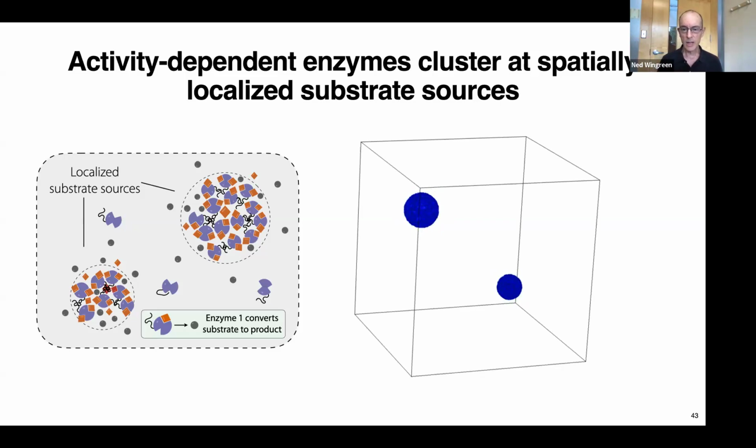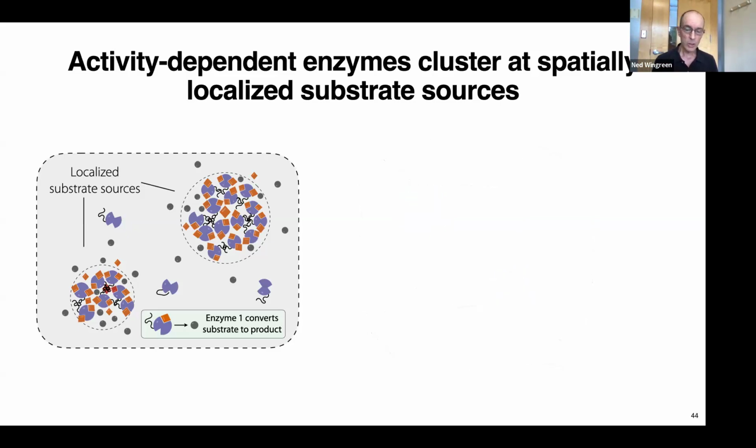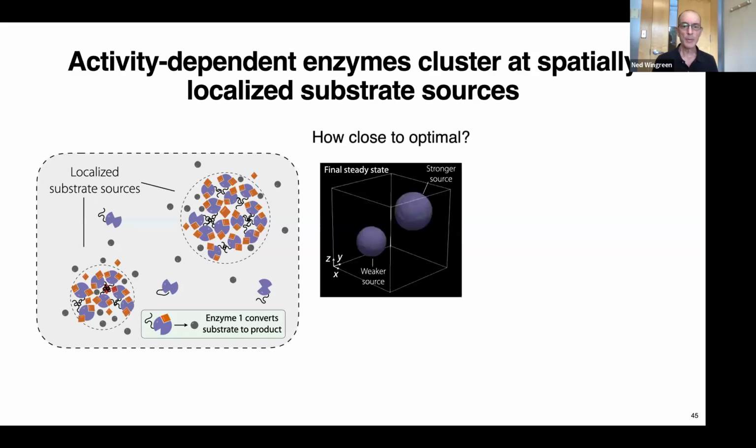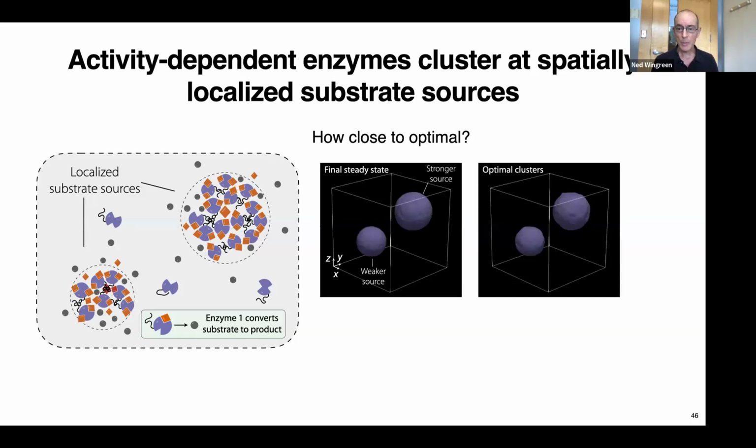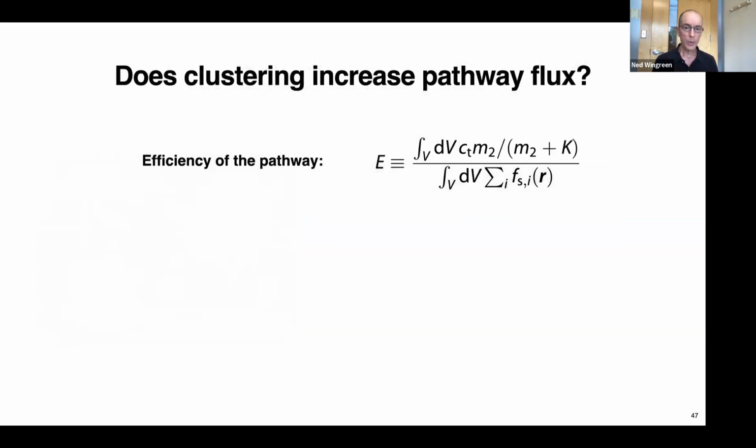And then I turn the sources down, and the enzymes spontaneously, some of them leave, spontaneously adjusting to give you the right size clusters. And the idea is that the size is set by the fact that these are just big enough to basically process all the substrate that's being released by those sources. And so you could say, okay, that looks nice, but how close to optimal is that? This is what we see. This would be the optimal distribution of the clusters. They look similar, but we can do better than that.